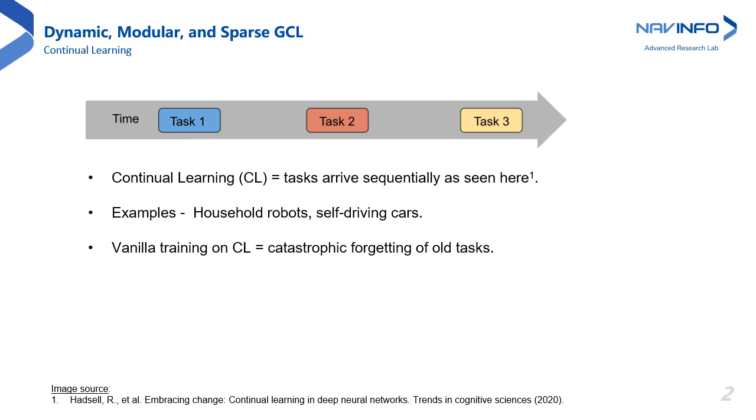Continual learning refers to the learning protocol where tasks such as different classes arrive sequentially. This is in contrast with regular training where all tasks are available for training at all times. Examples where continual learning is of use include household robots learning new skills, and self-driving cars learning new traffic signals. Regular training strategies on continually streaming tasks lead to catastrophic forgetting of previously seen tasks.